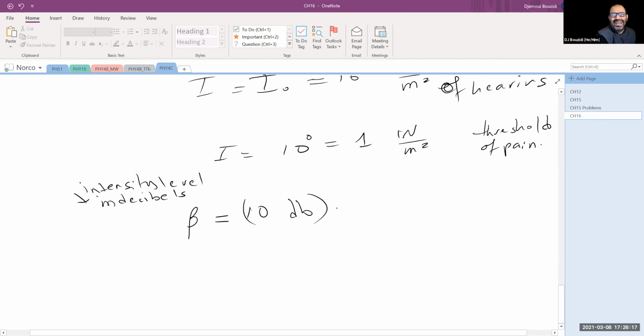Sorry about it. Okay, so we have 10 decibels times the log in the base of 10. This has to be clear, that this is in the base of 10.